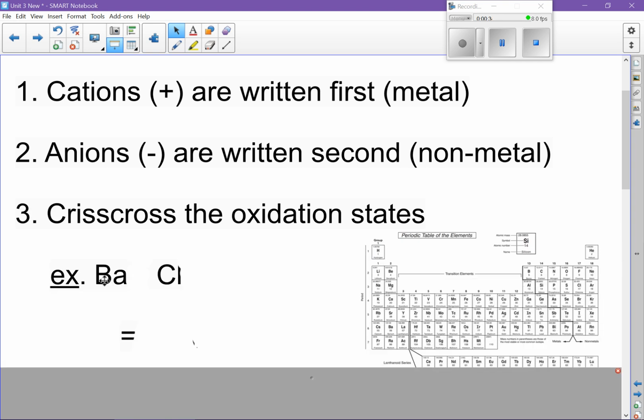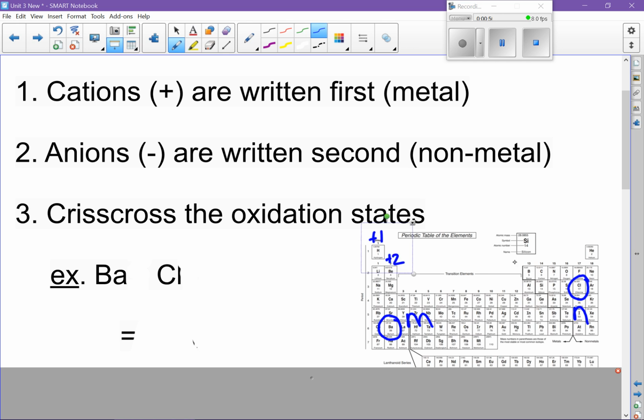So I've got Ba and Cl. So here's Ba, and here is Cl. So notice that Ba is the metal and Cl is the non-metal. That's why Ba is written first. So then I have to think about the pattern for the charges that I know.